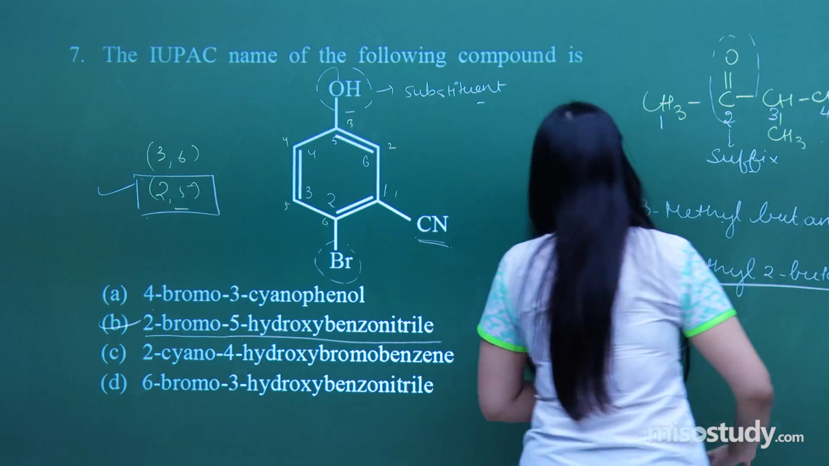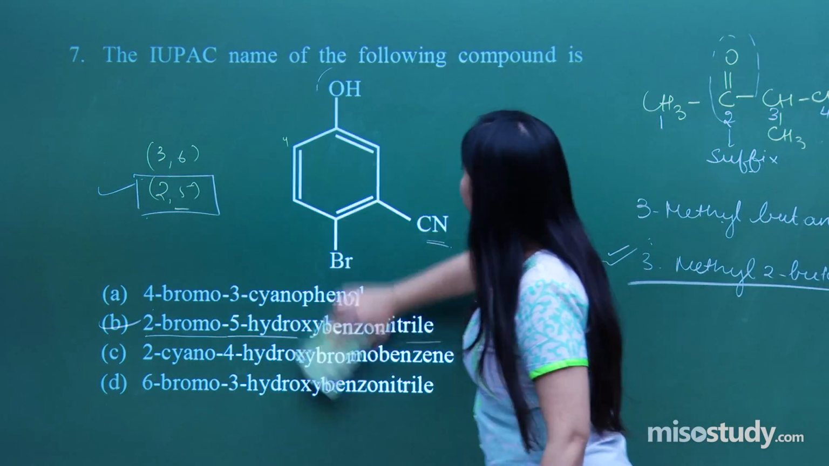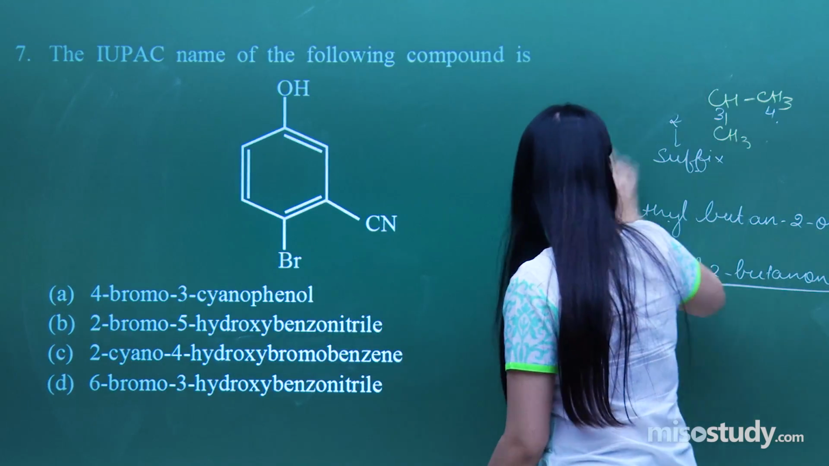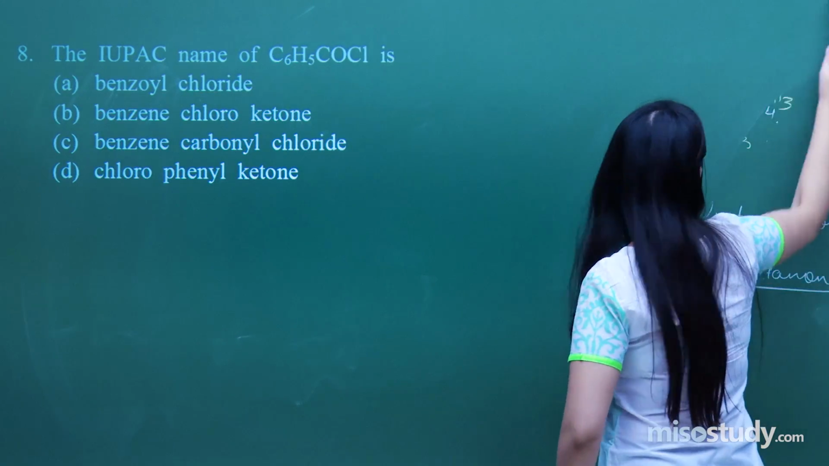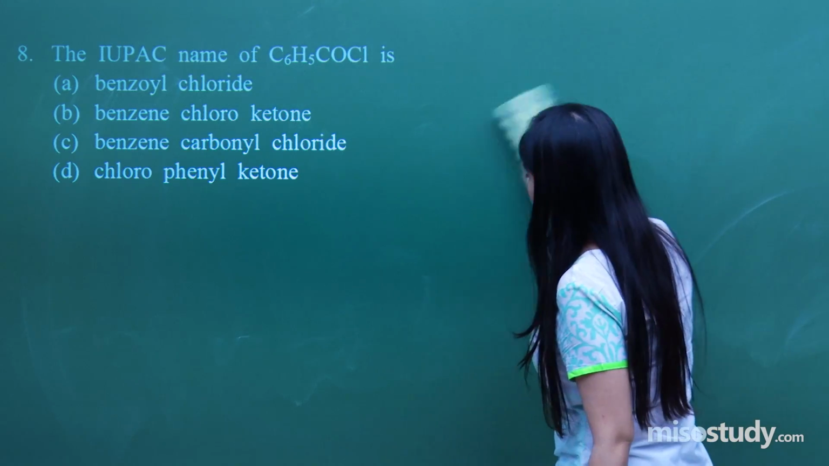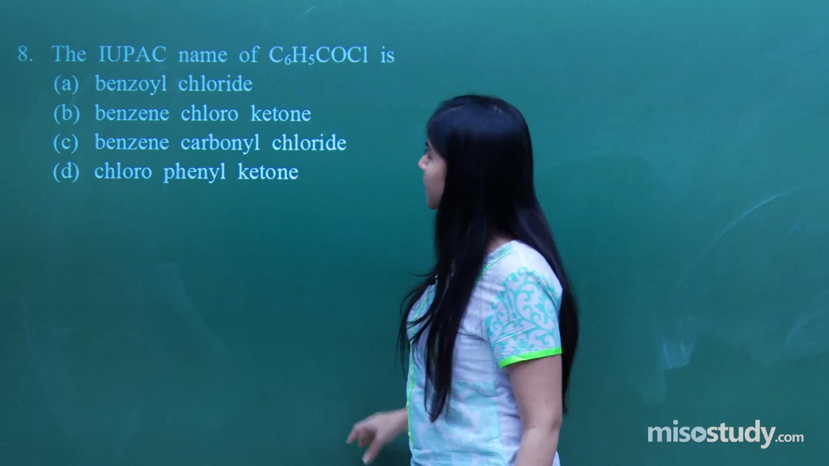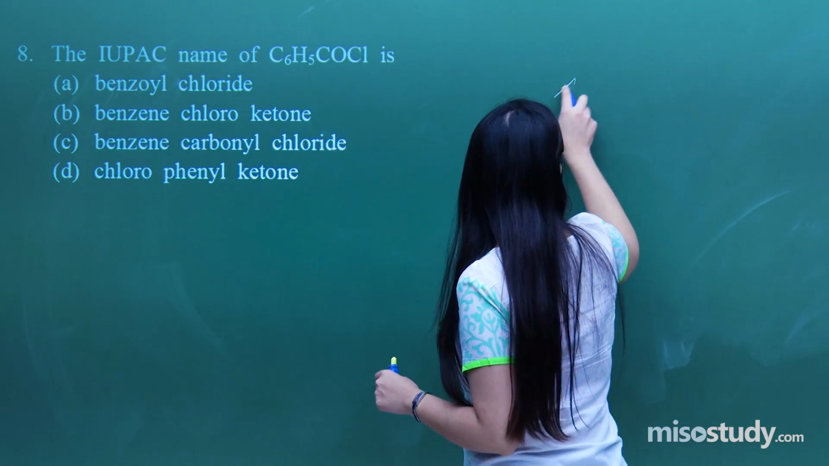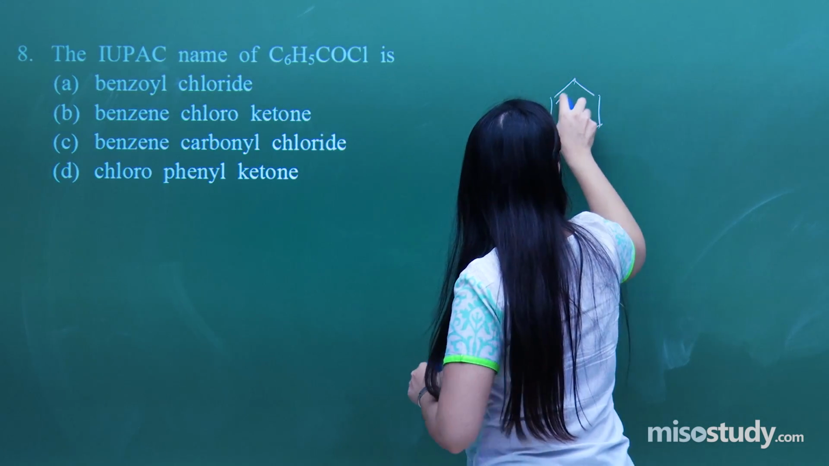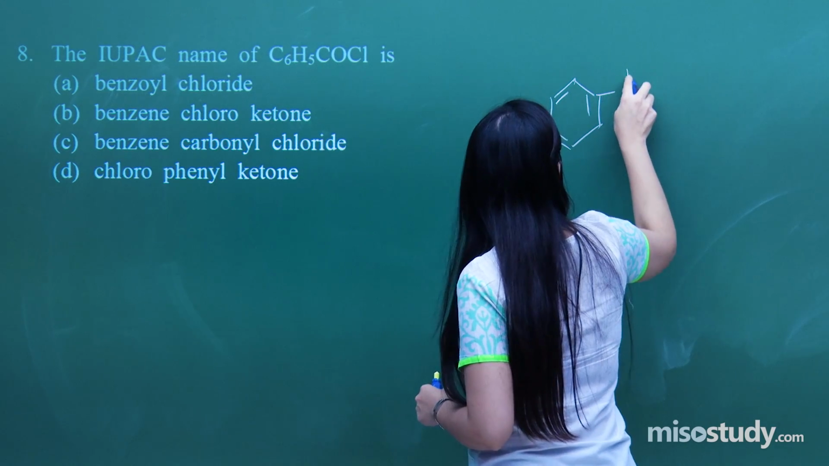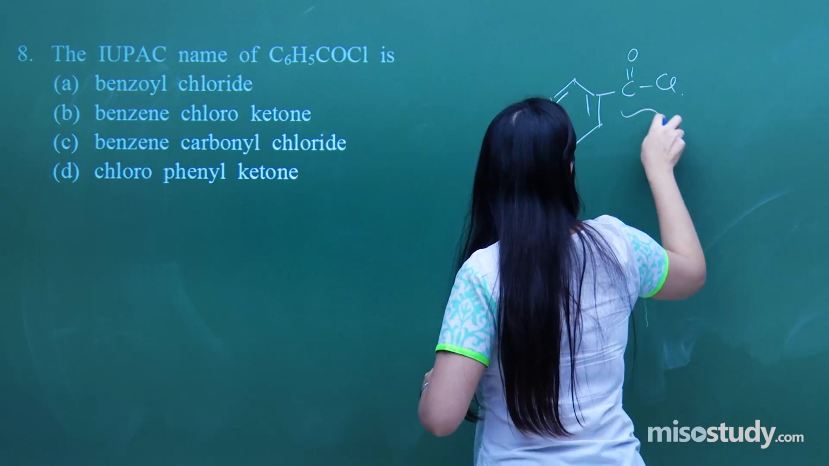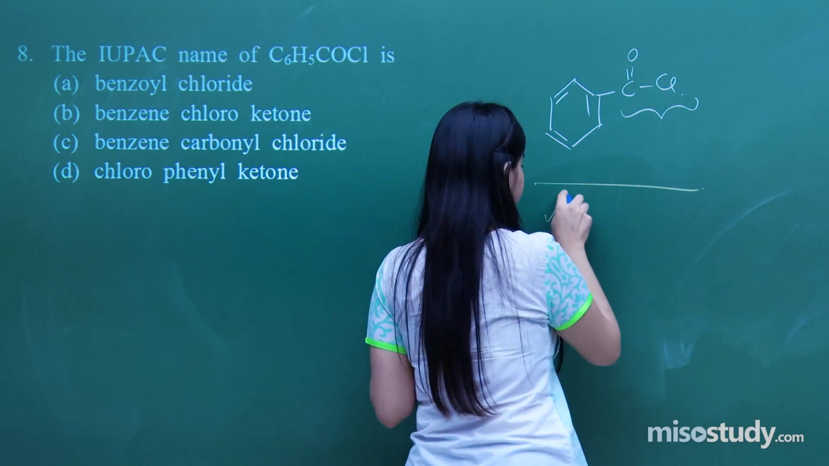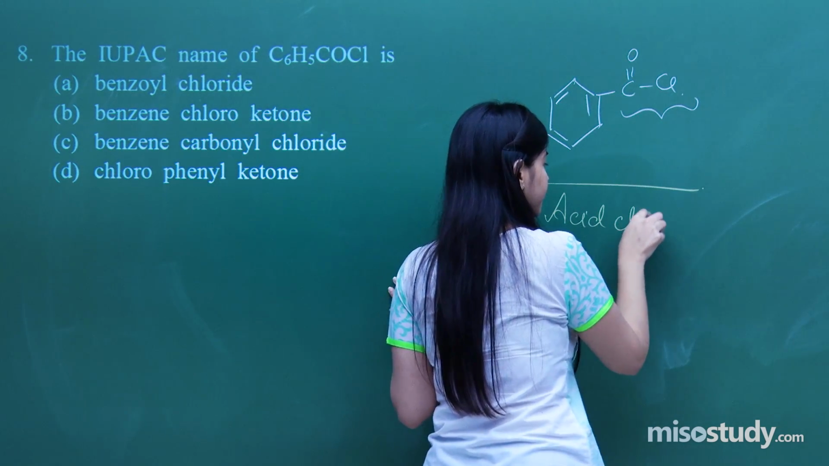So now let's move on to the next question. What do I have? In the next question, again a very good question here, it asks for the IUPAC name of the compound. I have got the compound here. What is this functional group? This is acid chloride. So we all know that this is the class of acid chlorides.